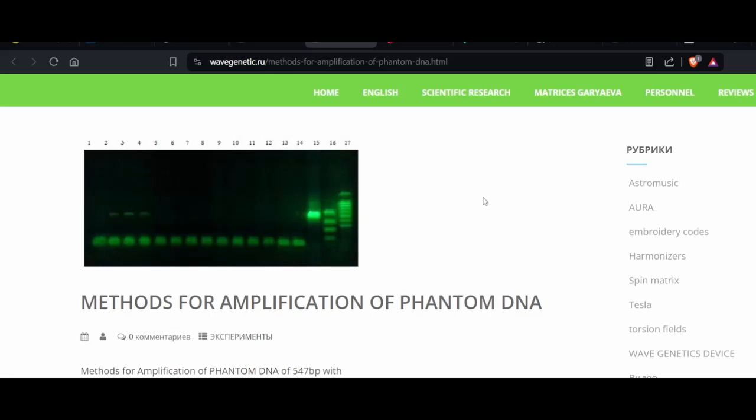So that's the whole point of PCR. What they're going to do is basically take this phantom DNA and make more of it.